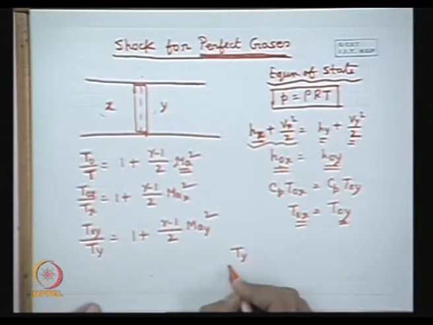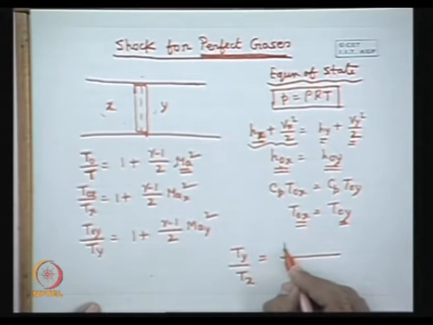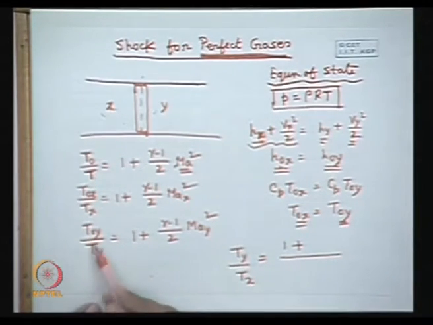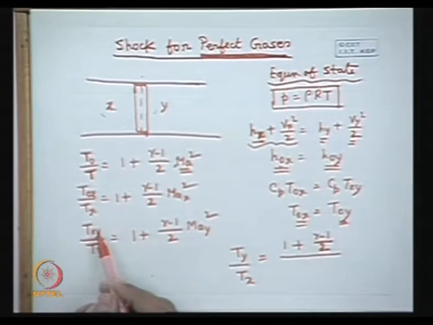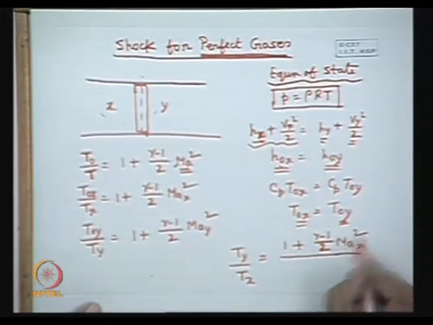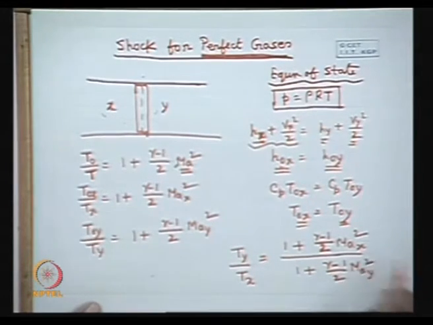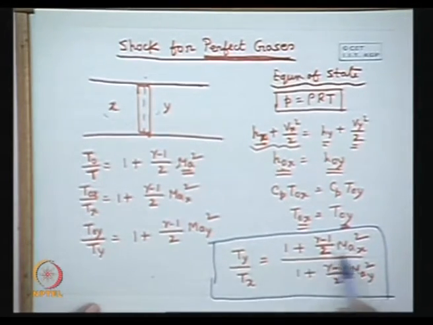Then we can write from these two that Ty by Tx is equal to 1 plus gamma minus 1 by 2 Max square divided by 1 plus gamma minus 1 by 2 May square, all right. So this is one very important relationship. That means the ratio of temperatures can be expressed in terms of the Mach numbers at x and y.